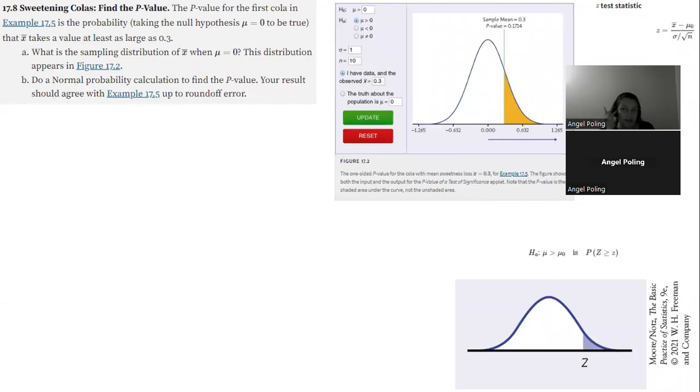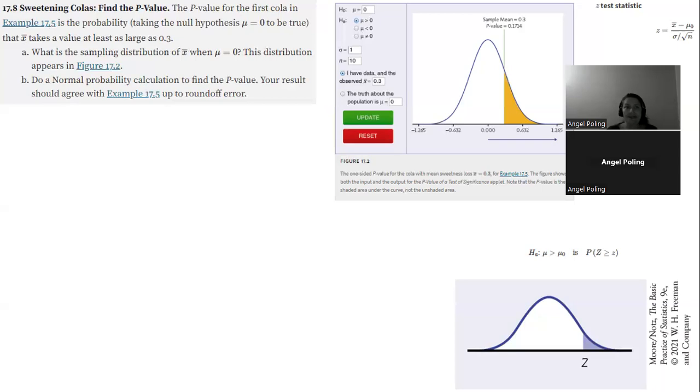Okay, let's go ahead and get started working on some chapter 17 questions. In 17.8, we have the sweetening colas example that we were looking at in the slides. The p-value for the first cola in example 17.5 is the probability, taking the null hypothesis mu equals 0 to be true, that X bar takes a value at least as large as 0.3.